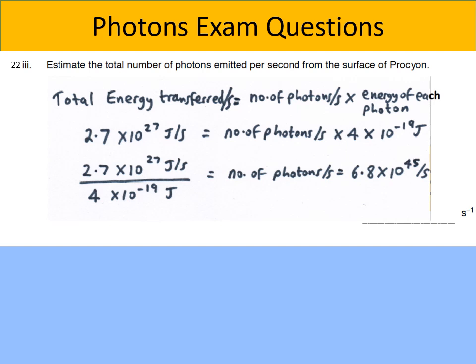Rearranging that equation to make the number of photons per second the subject, we have number of photons per second equals 2.7 times 10 to the power 27 joules per second, divided by 4 times 10 to the power minus 19 joules. We can see that the joules cancel out, and we're left with 6.8 times 10 to the power 45 photons per second.